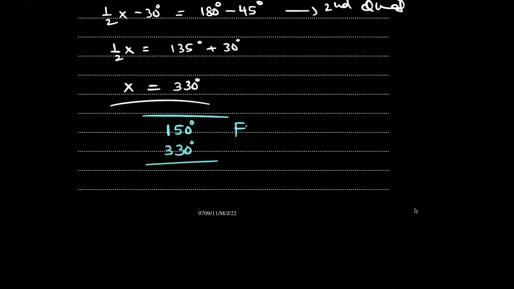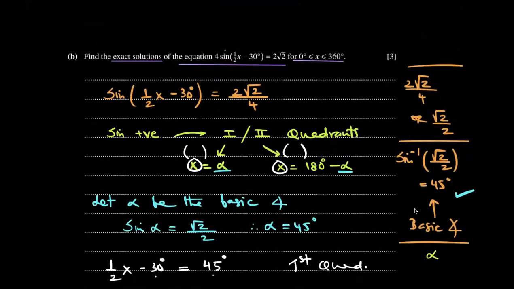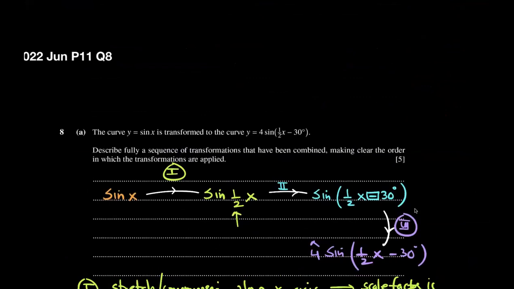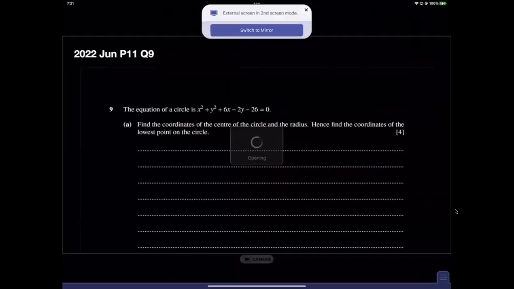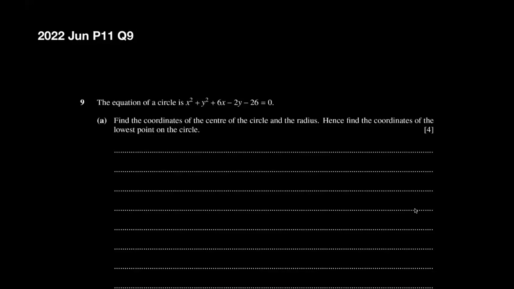These are the final answers for this question, and it's already in the exact form. So that's how this particular question is completed, and it took us 5.5 minutes. So 8 questions are down. Let's move to the 9th question. Okay, so let's get started with this. June 2022, paper 11, question number 9.